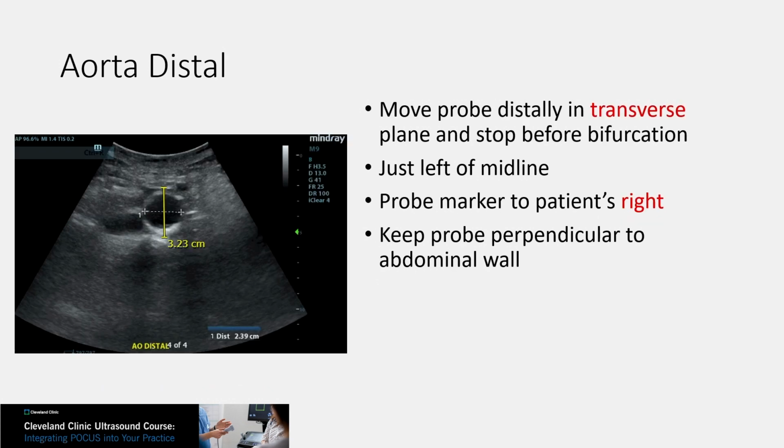Last but not least, you'll want to get that distal view of the aorta, which is usually just above the umbilicus. Move the probe distally into the transverse plane and keep your probe marker to the patient's right and probe perpendicular to the abdominal wall. You can see in this image to the left that a measurement has been done where the scanner has measured from the outer wall of one wall to the outer wall of the other wall and obtained a measurement and saved it to the picture. Again, just to reiterate, you want that measurement to be under 3 centimeters to be considered normal.